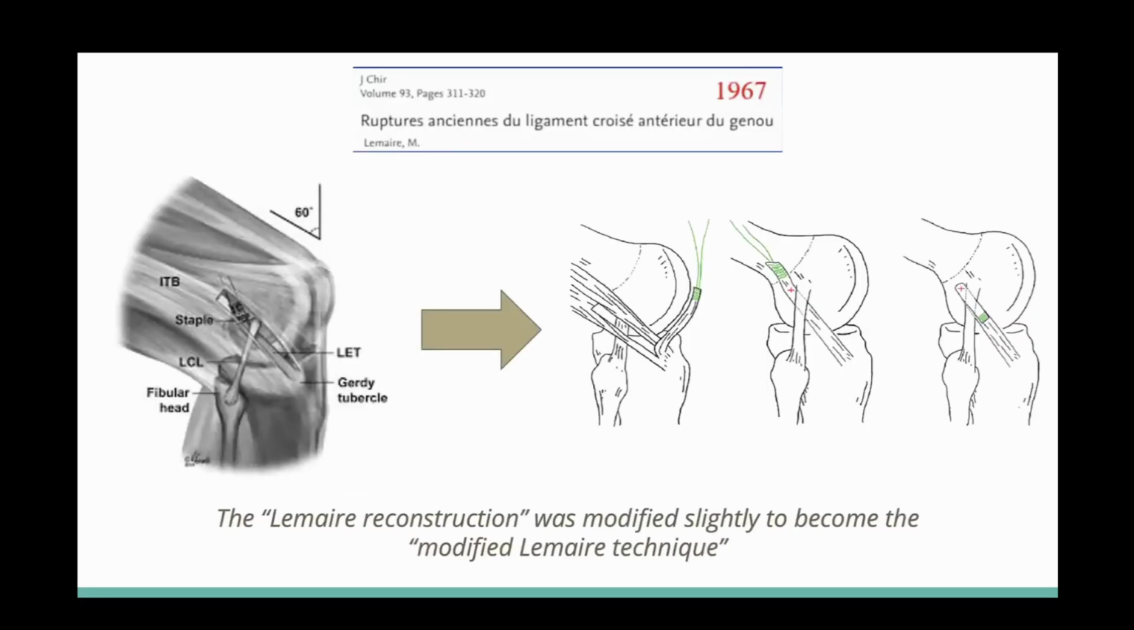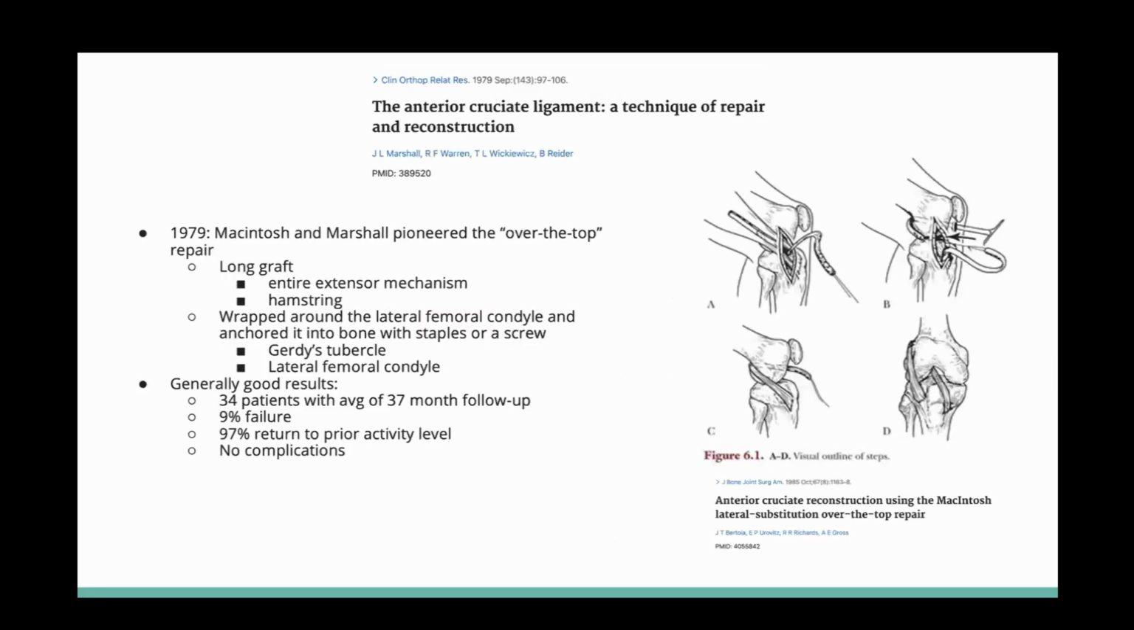And this Lemaire reconstruction is modified slightly to have a graft that's half as long, and you don't need to start and end at your Gerdy's tubercle. Why not just tack it to the femur, behind the insertion of the LCL? This became the modified Lemaire technique, and this is actually a lateral extra-articular tenodesis as we know it today. There's also an honorable mention to this MacIntosh technique, where you could take hamstring tendons and wrap them around the femoral condyle and fix it to the femur or the tibia.